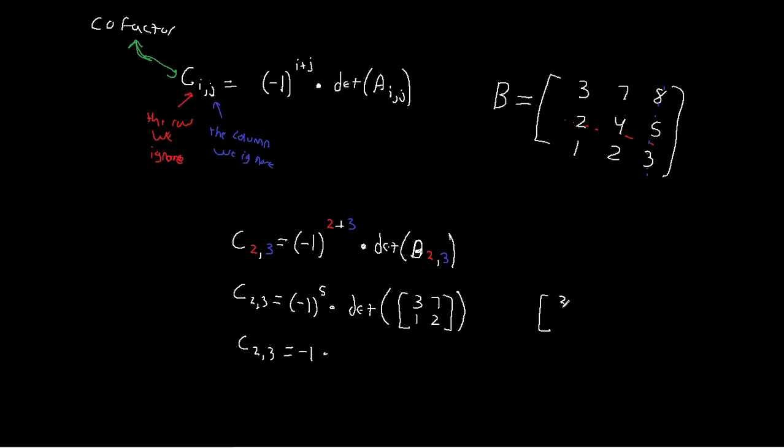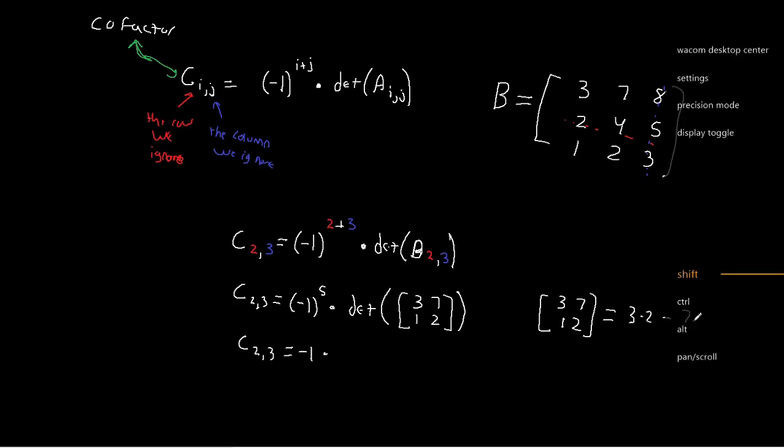Let's do this over here for a second. [3, 7; 1, 2]. We know how to handle that. That's going to be equal to 3 times 2 minus 7 times 1, right? A times D minus B times C. That's 6 minus 7, or negative 1.